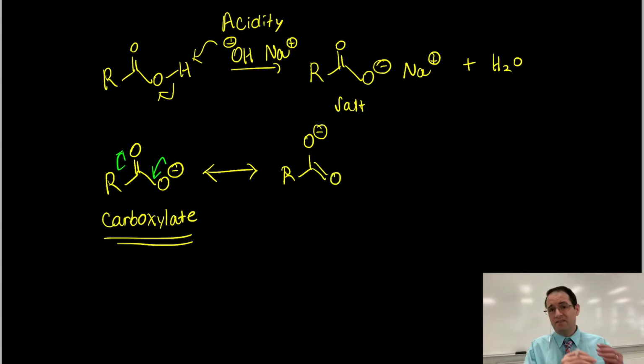And remember, again, negative charge, electrons like to spread out. They don't like to just sit on one atom. And so if you can smear them out through different resonance structures, it stabilizes the molecule.